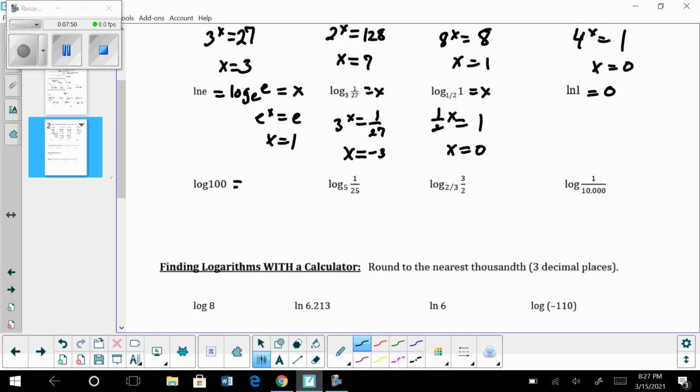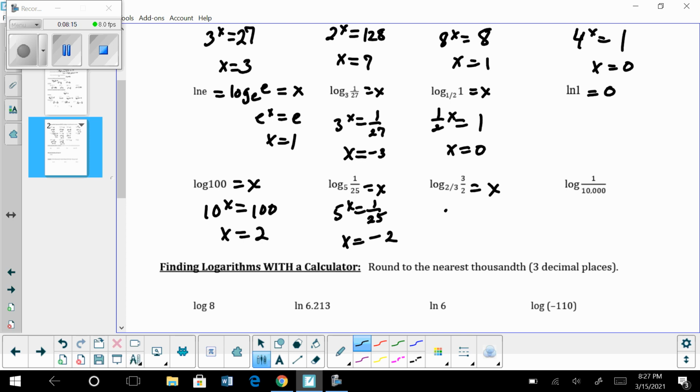This one, remember, if the base isn't written, it's 10. So we'd have 10 to the x equal 100. You can probably tell by looking, you'd have to square 10 to get 100. 5 to the x equals 1 over 25. Well, whole number fraction, we know the answer is going to be negative, and then 5 squared to get 25.